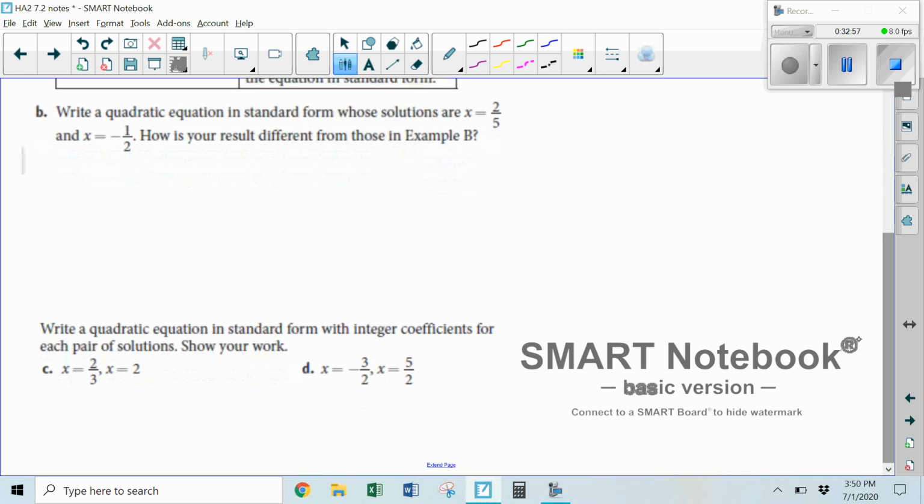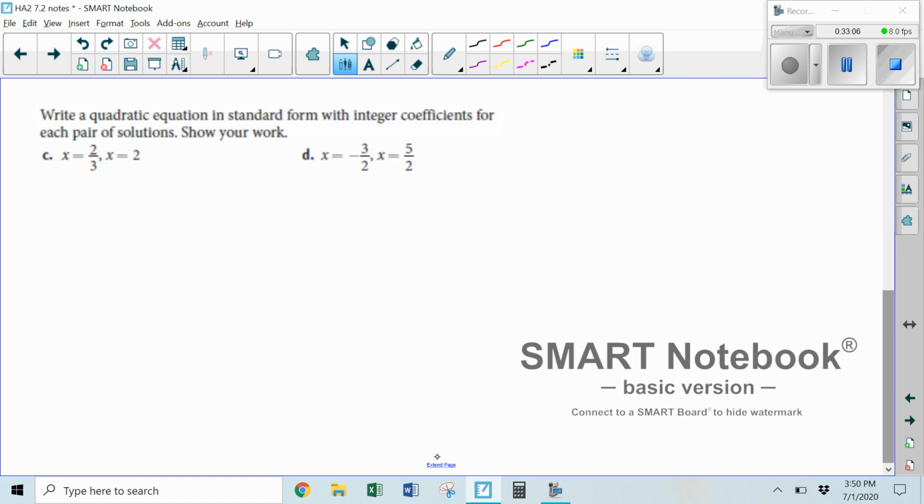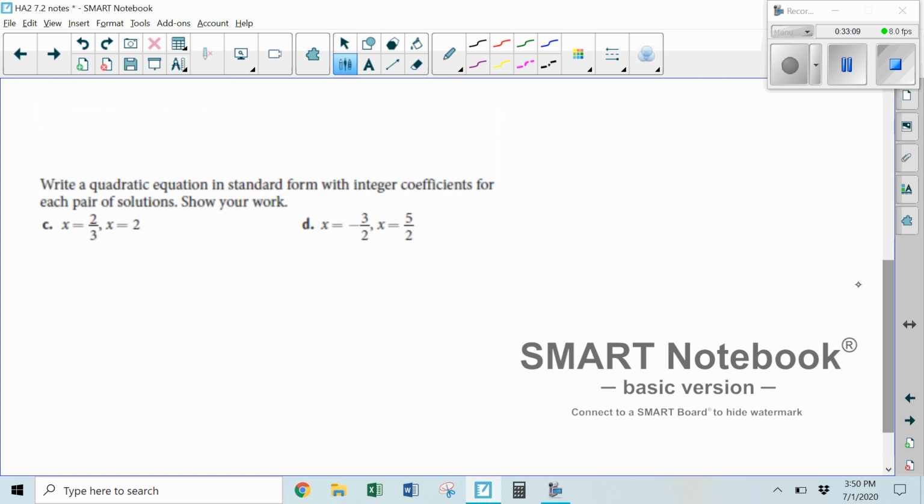Write a quadratic equation in standard form whose solutions are x equals 2/5 and x equals negative 1/2. Actually, I like part C better because one's an integer and one's not. Write any quadratic equation in standard form with integer coefficients for each pair of solutions. So we know what to do with the 2. We write x minus 2 equals 0. We do the opposite. What do I do with this fraction? Do the same thing. X minus 2/3 equals 0.